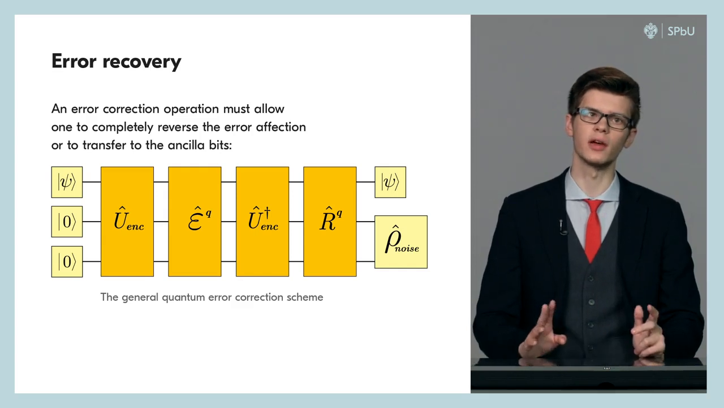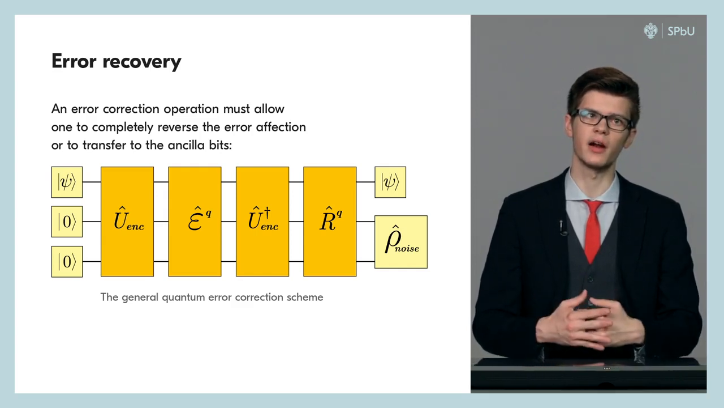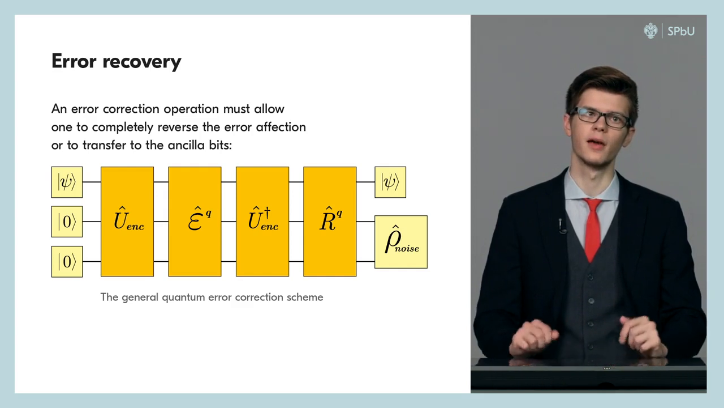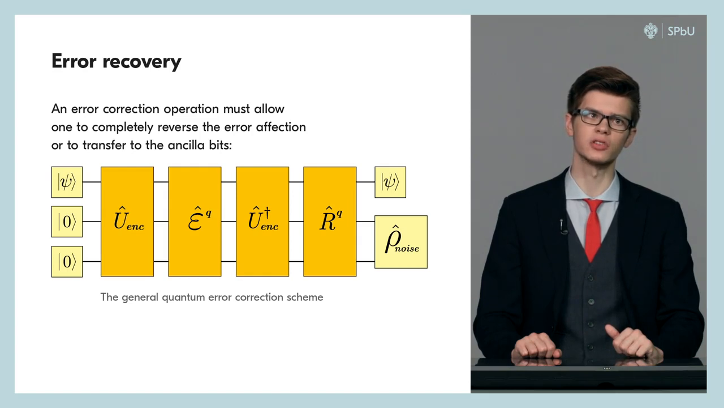It corresponds to an action of the R transform. As a result, we restore the initial qubit state Psi and transfer the effect of the error to the states of the ancilla qubits. In some cases, one could reverse the action of an error operator and restore the code word, which is the entangled state of the initial and ancilla qubits.